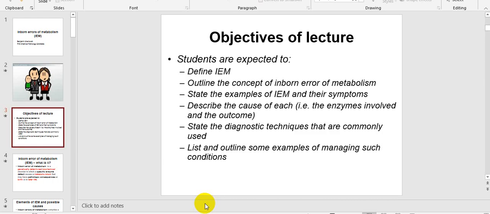As part of the objectives of the lecture, students are expected to define IEM, that's inborn errors of metabolism, outline the concepts of inborn error of metabolism, state the examples of IEM and their symptoms, describe the cause of each, that is, the enzymes involved and the outcome, state the diagnostic techniques that are commonly used, list and outline some examples of managing such conditions.